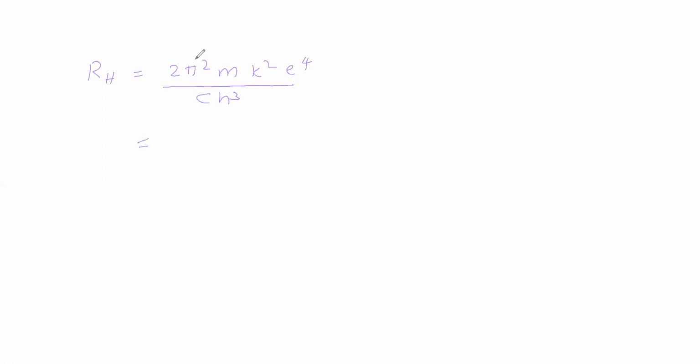2 does not have a unit, pi does not have a unit, m is the mass of electron, the unit is kilogram in the SI system. k is called the proportionality constant, in the SI system the unit is Newton meter square per coulomb square. Here power 2 is there, therefore square it. Then e is the charge of electron, the unit is coulomb, and power 4 is there, so that power 4 we will write. Then c is the velocity of light in vacuum, the unit is meter per second, which we have written in the SI system.